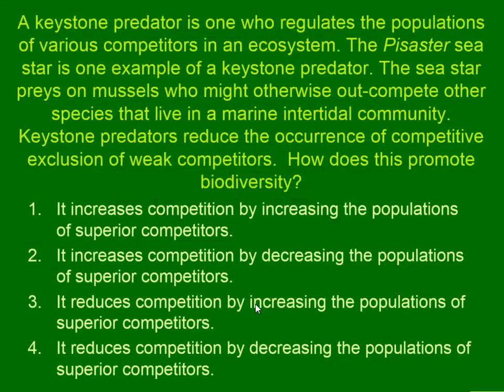So here's your last question. You've got a keystone predator, right? This Pisaster sea star. And the sea star preys on mussels who might otherwise outcompete some other species that live in their marine intertidal community. So keystone predators are going to reduce the occurrence of competitive exclusion of weak competitors, right? So it means that they are going to take pressure off of weak competitors.